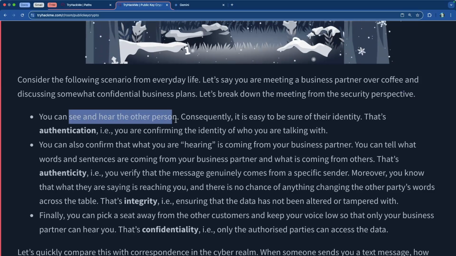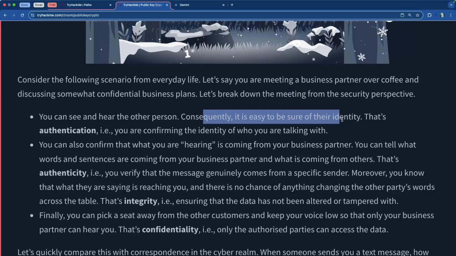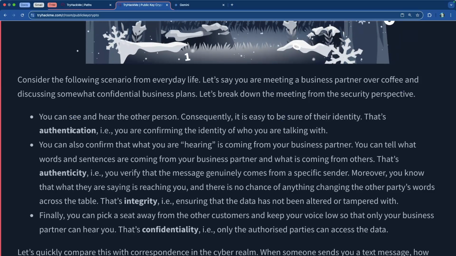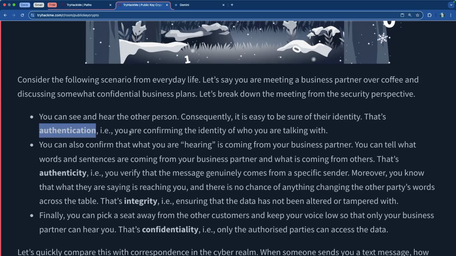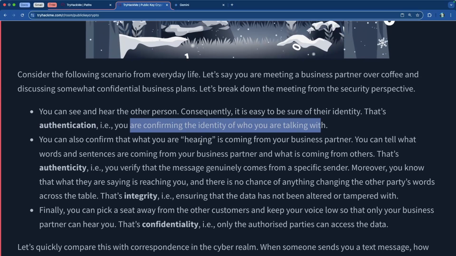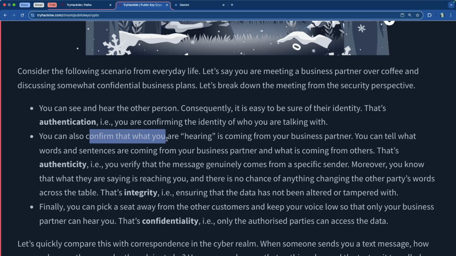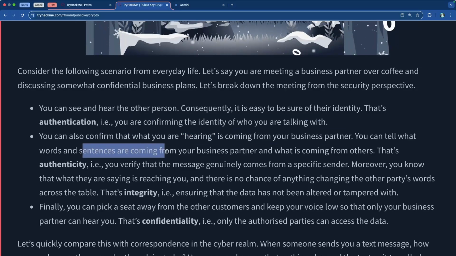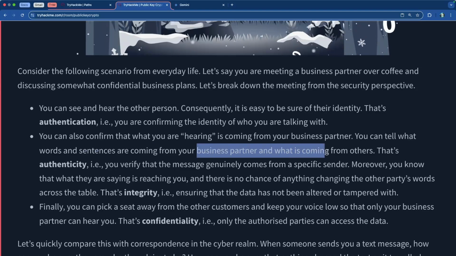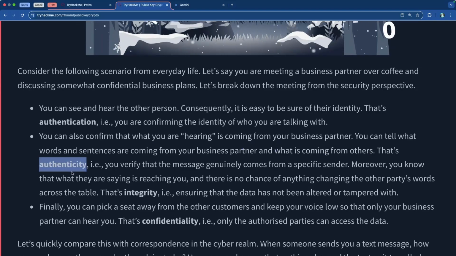You can see and hear the other person. Consequently, it's easy to be sure of their identity because you can see them. And that's also considered authentication. You are confirming the identity of who you're actually talking to. You can also confirm what you are hearing is coming from your business partner because you can tell what words and sentences are coming from their mouth and what is coming from other people's mouths. That is also called authenticity.